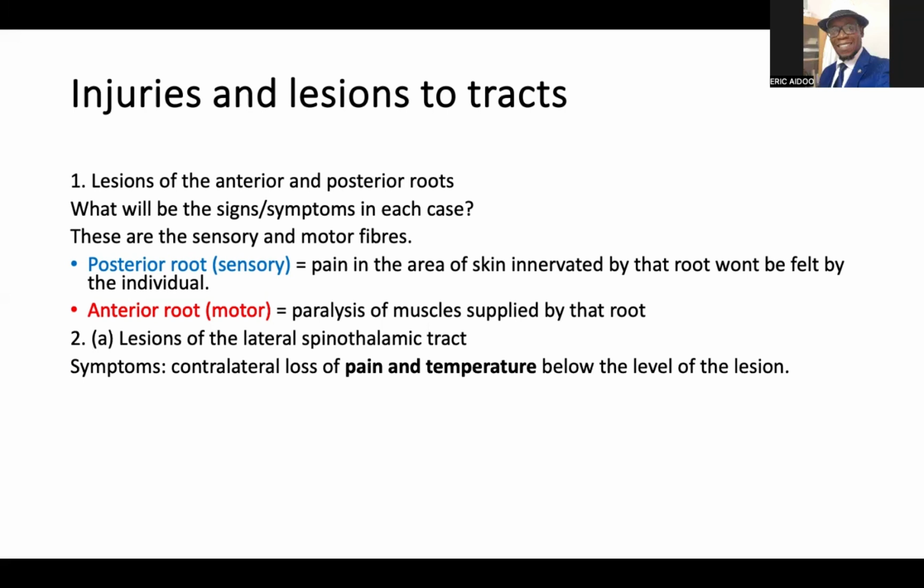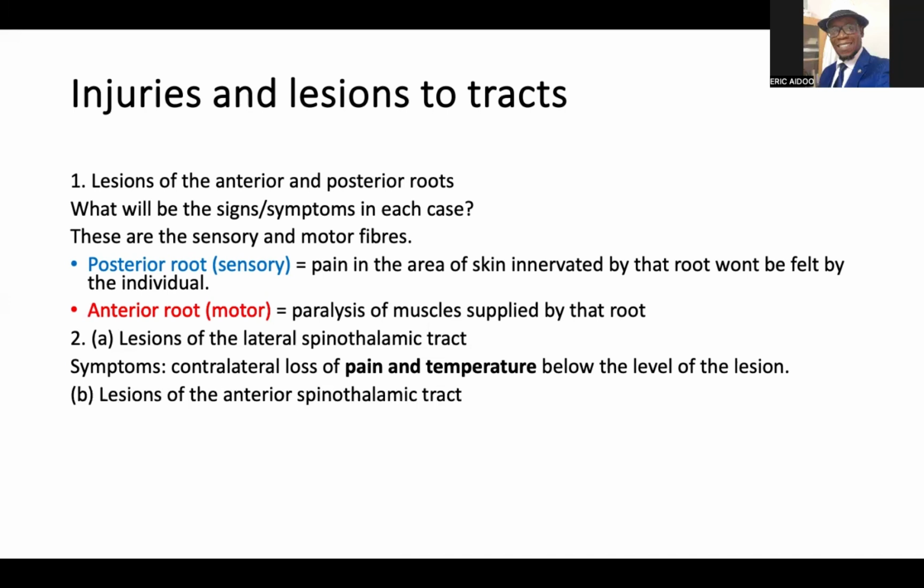Contralateral means that we know the first order neuron enters the spinal cord and synapses with the second order neuron on the same level of the spinal cord. So if there's a lesion on that level, it means that all the spinal cord segments below that point, the fibers that were being transported upwards towards the brain would have already crossed. So that is why you're going to have contralateral. And even on that same level, because it's also crossing on the level of the spinal cord, it's going to have contralateral loss of pain and temperature.